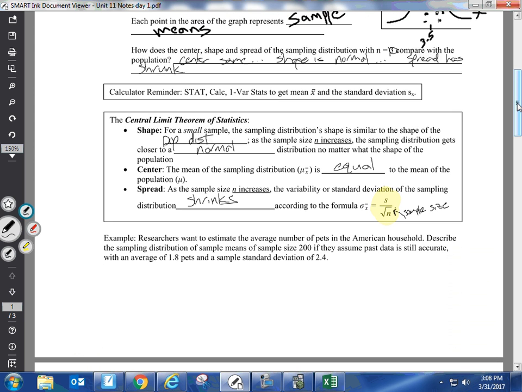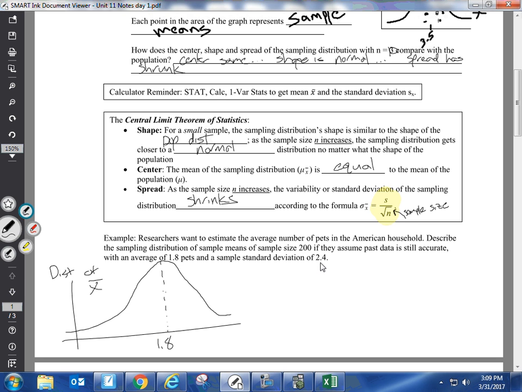All right, quick example. Researchers want to estimate the average number of pets in the American household. Describe the sampling distribution of sample means of sample size 200. They assume past data is still accurate, with an average of 1.8 pets and a sample standard deviation of 2.4. Well, we could draw a normal curve to kind of see that. And this would be the distribution of x bar. And we know that the mean would still be the same. So that means this would be 1.8.